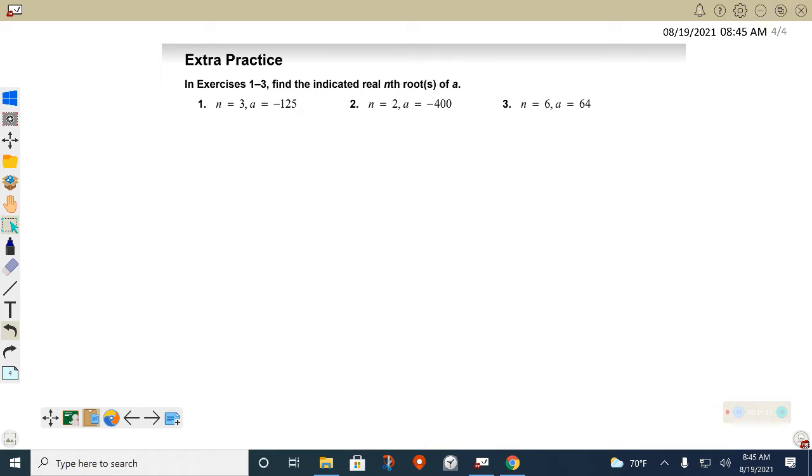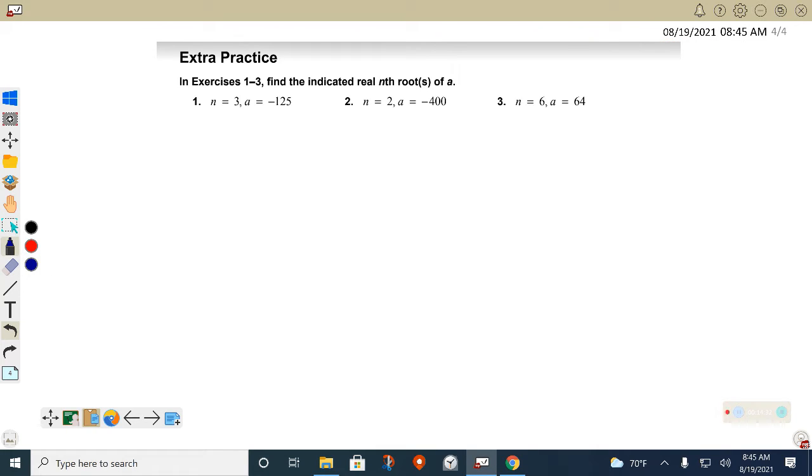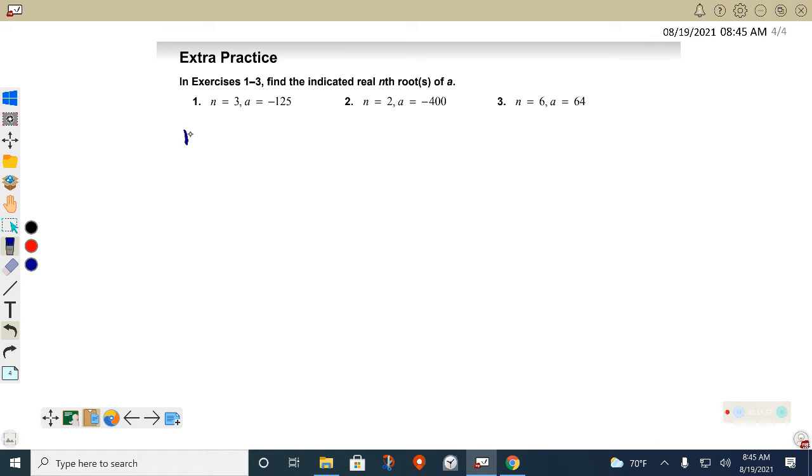All right, the nth root. Find the indicated real nth roots of A. When they say A, they're asking you to find the nth root of that number. In other words, if the nth root looks like this, here A is going to be -125, here A is going to be -400, here A is going to be 64.